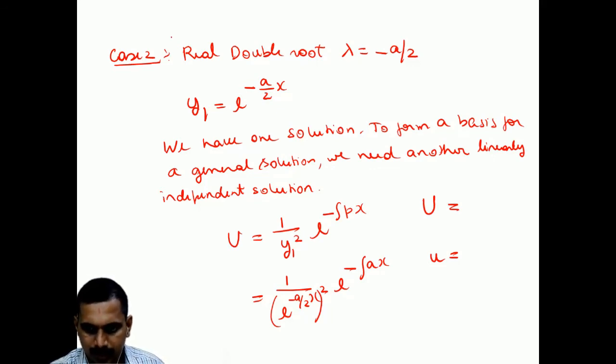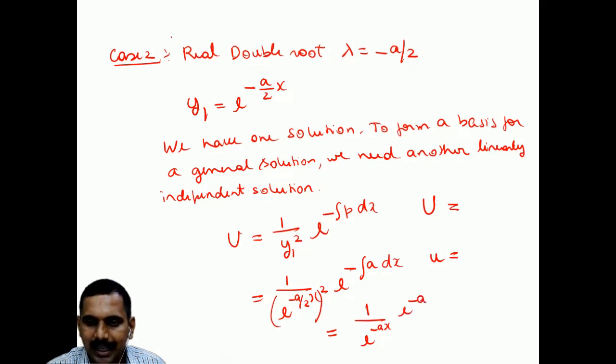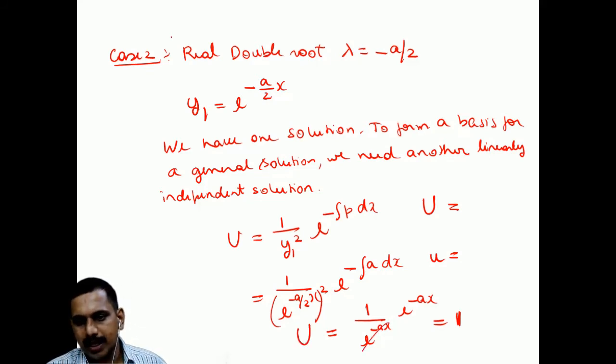Okay, let me solve this. So this becomes equal to 1 by e power minus ax, and here integration of a dx, sorry, this is p, not px, p dx, I'm sorry, this is a dx. So what happens, this becomes e power minus ax only. So what is u? U is equal to 1, correct? So capital U comes as 1, students.